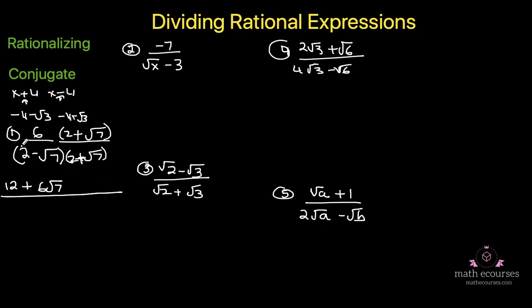In the denominator, you are going to use the FOIL. 2 times 2 is 4. 2 times square root of 7, again, that's 2 square root of 7. Negative square root of 7 times 2 is negative 2 square root of 7, which comes outside because it's still outside. And then negative square root of 7 times positive square root of 7 is a negative square root of 49, or you can just write 7. All right, the top stays the same. There's nothing we can do there.